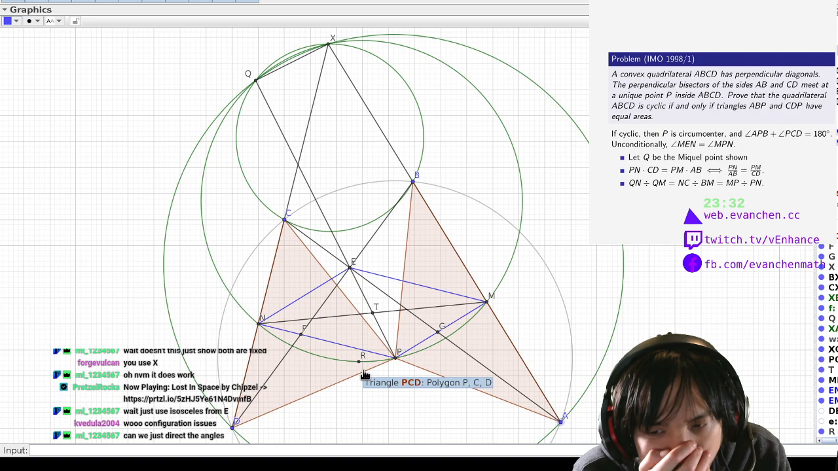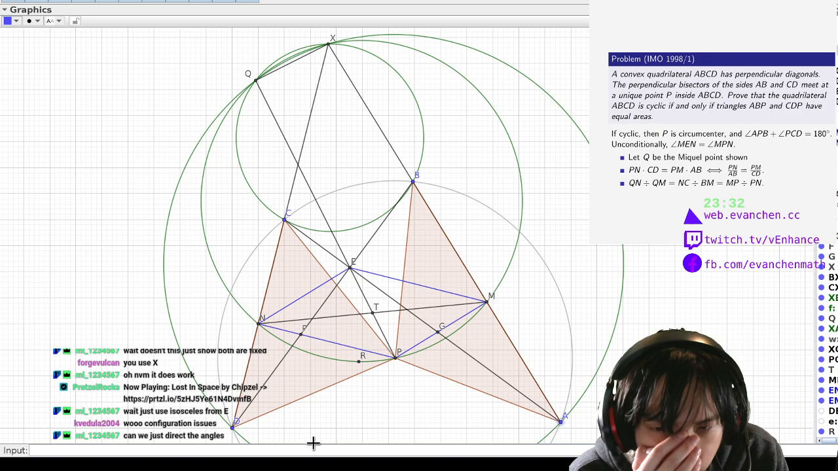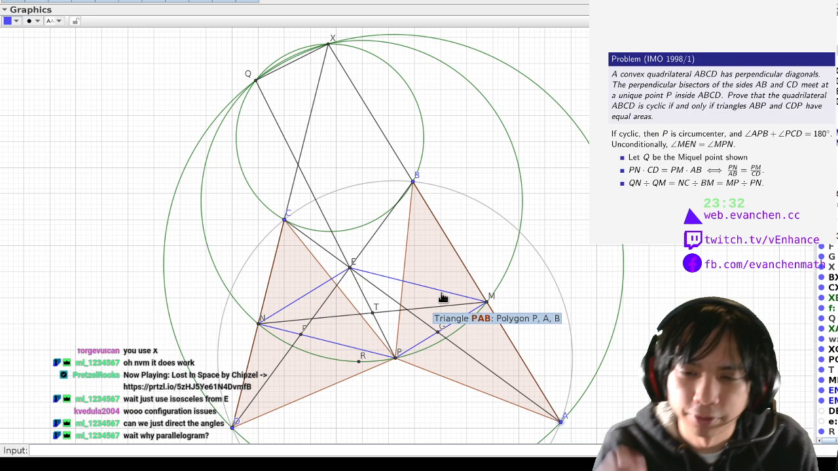Okay, well now E is on here, and you get a parallelogram. So that should do everything. Once you have a parallelogram, everything should happen. Yeah, that's true. You can direct the angles to get that there's a unique point.